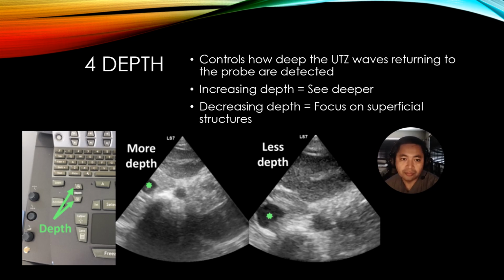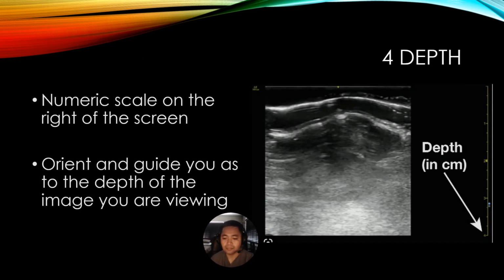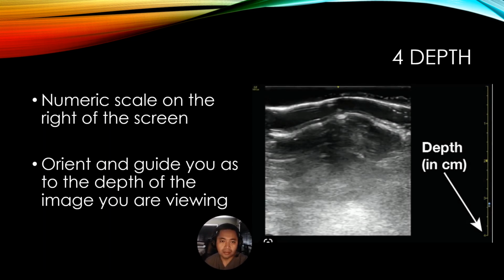Step 4, depth. Depth controls how deep the ultrasound waves returning to the probe are detected. Increasing depth allows the user to see deeper into the patient. And of course, decreasing depth helps you focus more on the superficial structures. This is an example of the button layout for depth settings on the Sonosite M Turbo ultrasound machine. A numeric scale on the right of the screen is often present, which would orient and guide you as to the depth of the image you're viewing.